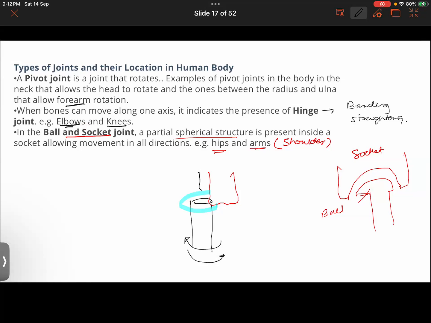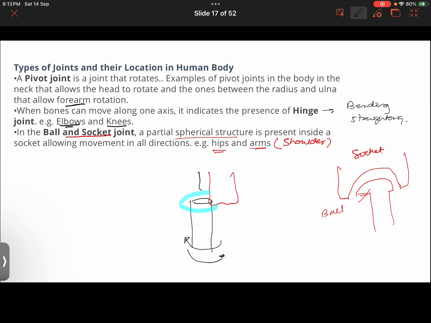Then we did learn about the hinge joint. In the case of the hinge joint, what we had learned is that it allows very limited movement of the bones. It is present in our elbow and in our knee joint also, where we are able to bend the bones and straighten that joint.